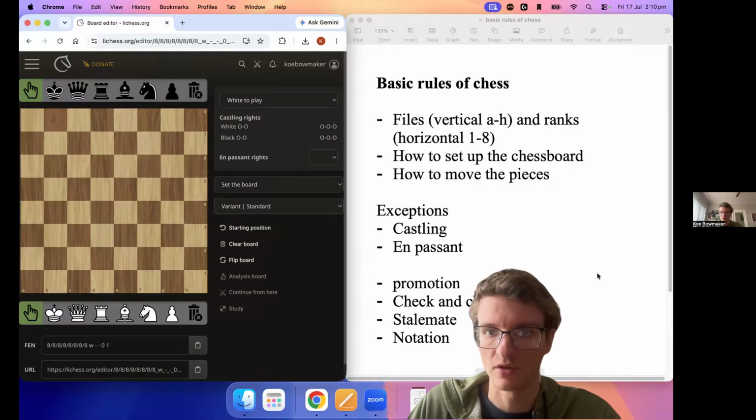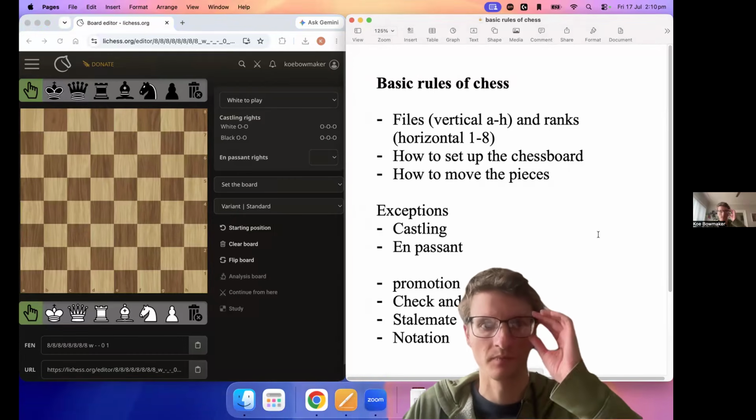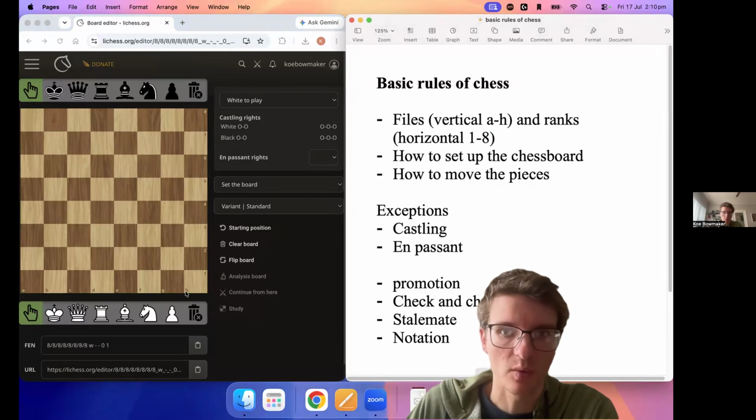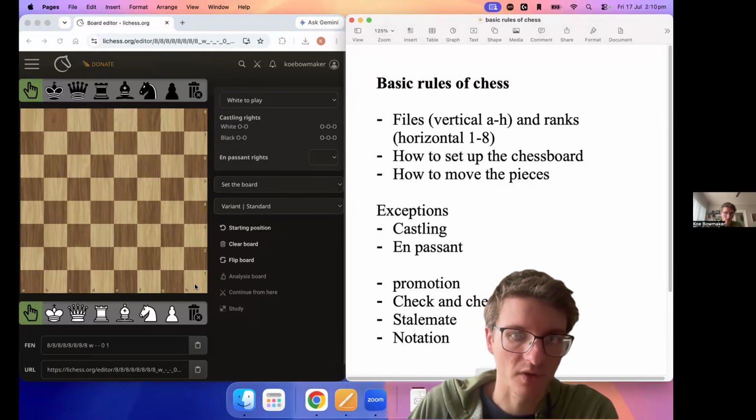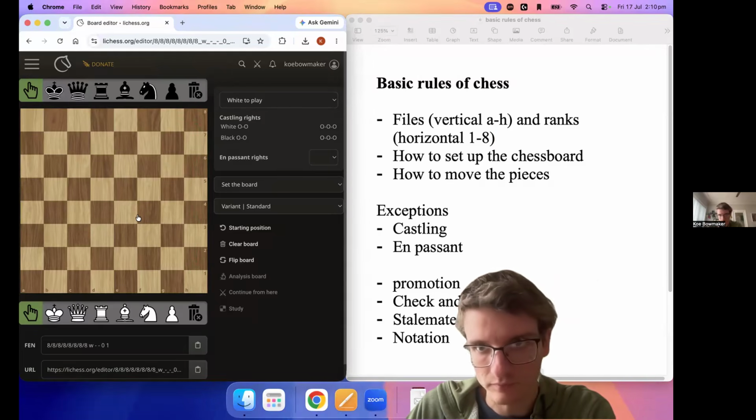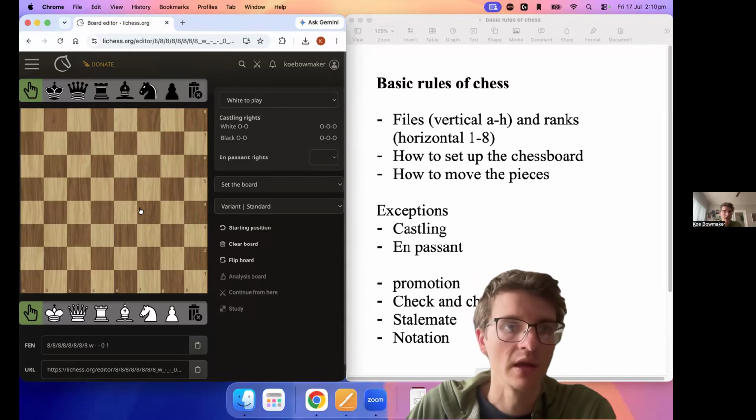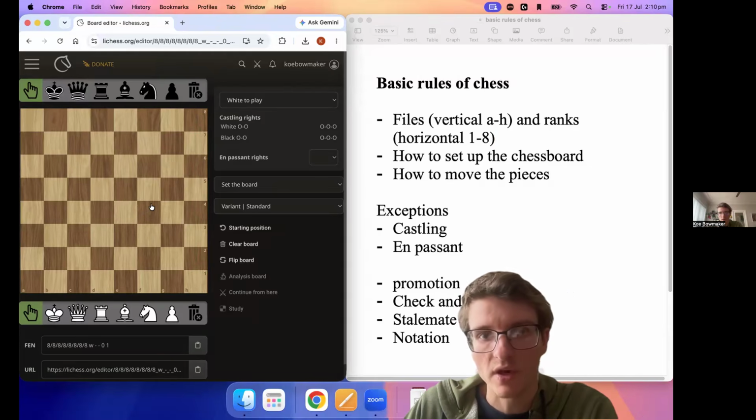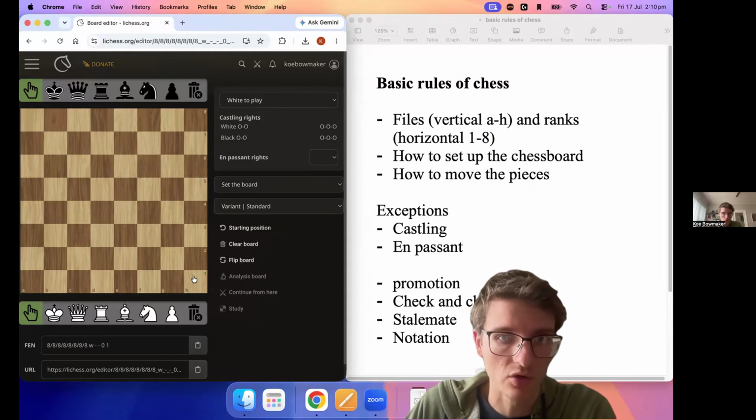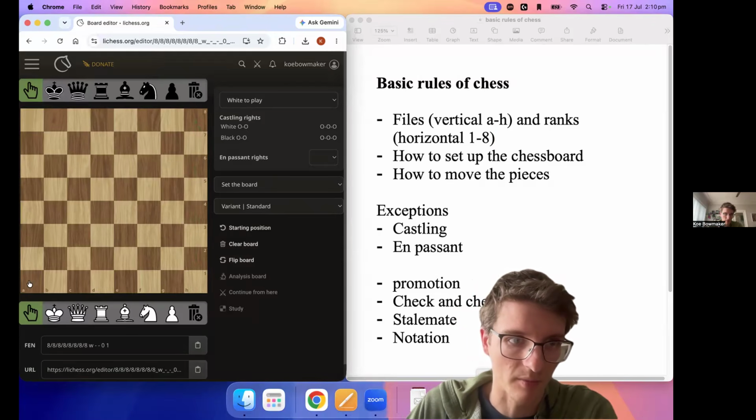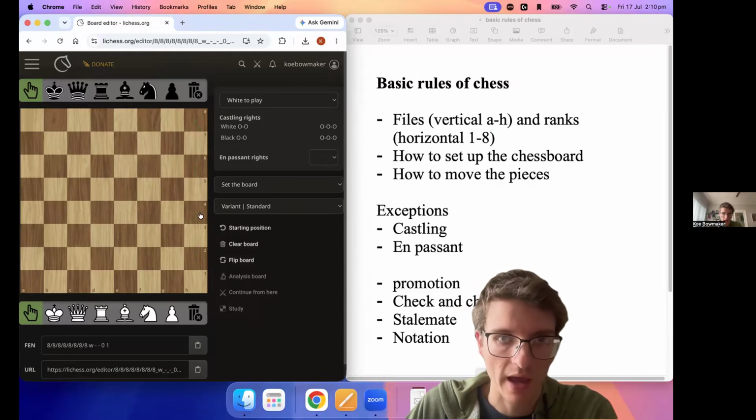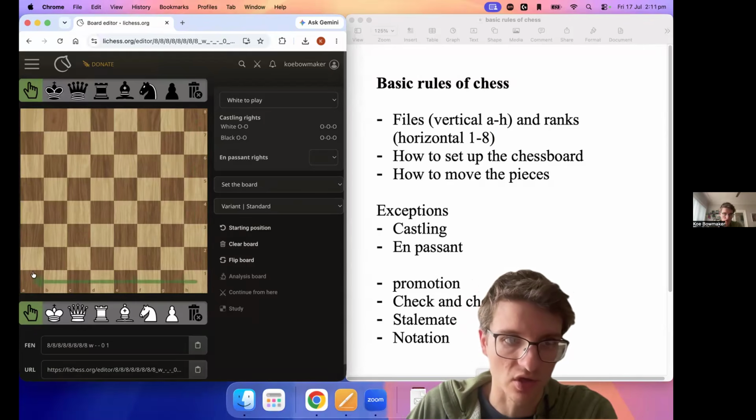In this video, I will teach you the basic rules of chess. I'll start by explaining what files and ranks are. So files are these vertical lines that run along the board. And the reason this is important is because when you are setting up a chessboard, files are the vertical lines. They run from A to H, and the ranks, which go horizontal, run from 1 to 8.